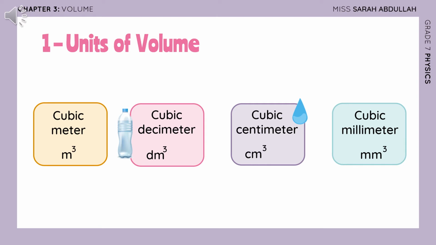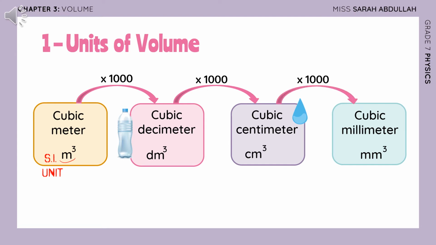So from cubic meter to cubic decimeter, of course, the cubic meter is the SI unit, okay? So we multiply by 1,000. From cubic decimeter to cubic centimeter, we multiply by another 1,000. And then from cubic centimeter to cubic millimeter, we multiply by 1,000.